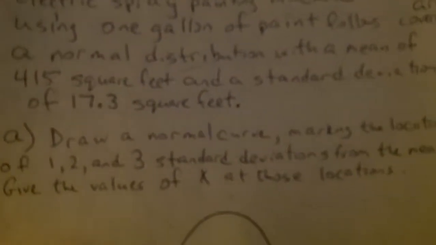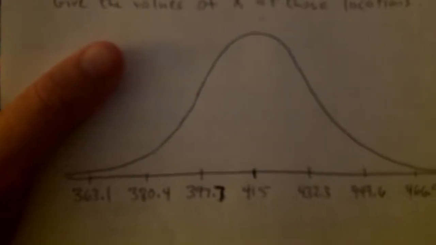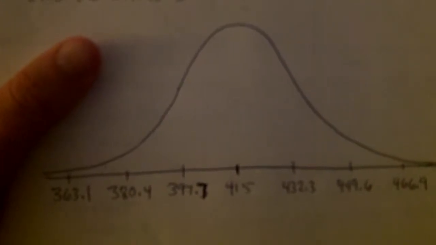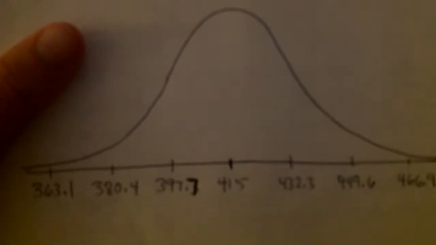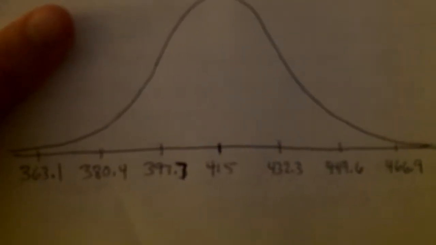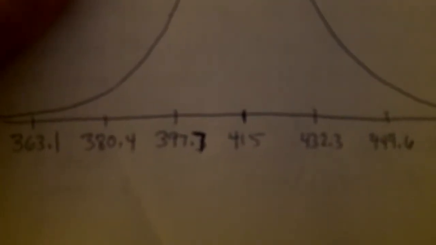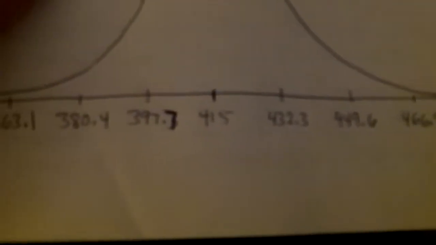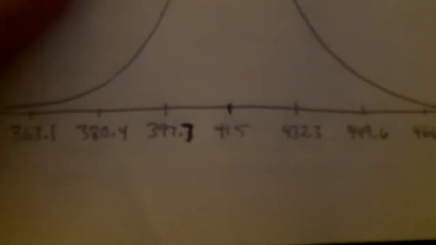So to get you back into the mode we were thinking about when we were doing the empirical rule, we're just asked to draw a normal curve, and we're going to mark the locations that are 1, 2, and 3 standard deviations away from the mean, and then give the square footage values at those locations. So as you can see here, the mean is at 415. And then each one of these jumps is a distance of 17.3.